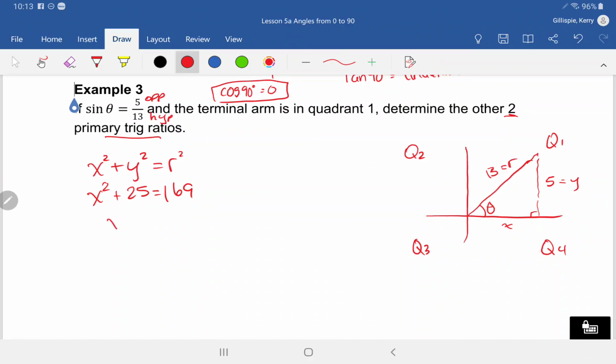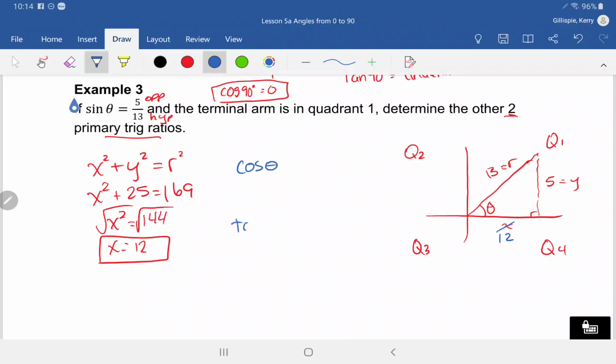We can move 25 across. 169 minus 25 is 144. And then to get rid of the squared, we just take the square root of 144, which works out to a perfect 12. So we just figured out that this is 12. And by doing that, we now can find cos of theta and tan of theta.